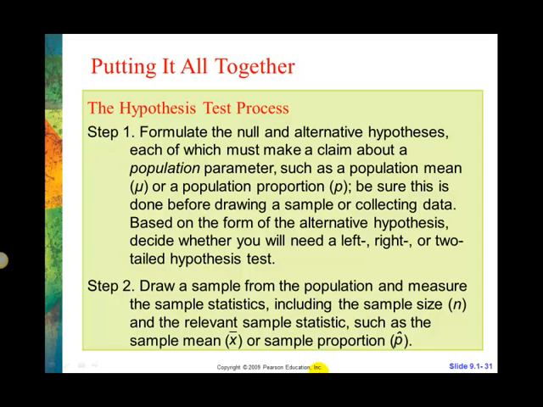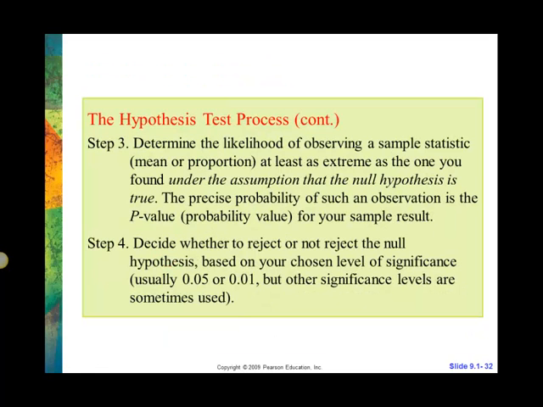Okay? Step 2. Grab a sample. Alright? Find that statistic that you're looking for. The mean, the proportion. So, then do a z-test. Determine the likelihood. They haven't told you how you're going to do it yet, but you're going to do a z-test. Determine the likelihood of getting that sample. So find your p-value. Then compare that p-value to your level of significance and decide whether you're going to reject or not reject the null hypothesis.